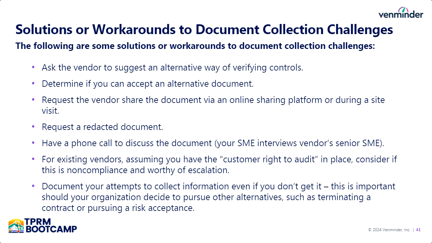So what happens if you ask your vendor for some information, your documentation, and they either can't or won't provide it to you? Because this does happen. So the very first thing I always recommend is to put the onus back on your vendor to suggest an alternative way of verifying the control. Like, you didn't give it to me, how do you suggest we verify this control? It'll be up to your organization to determine if you can accept an alternative.